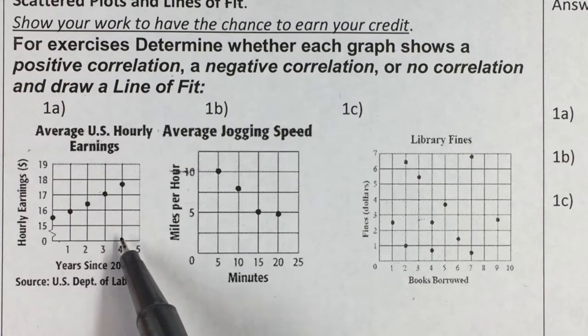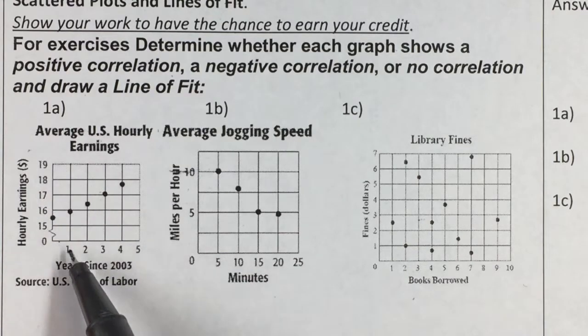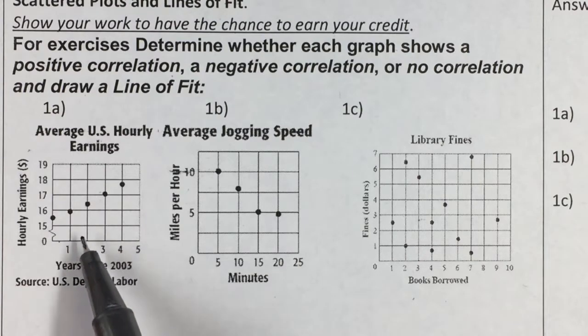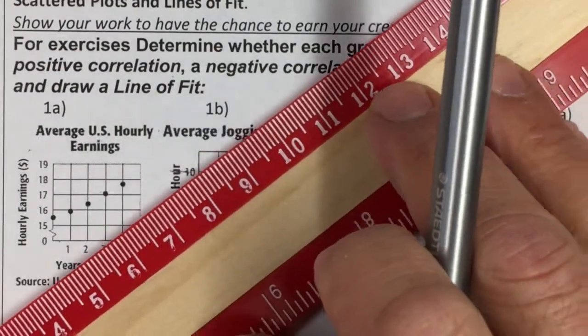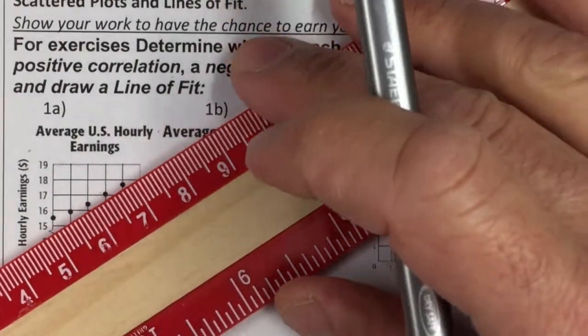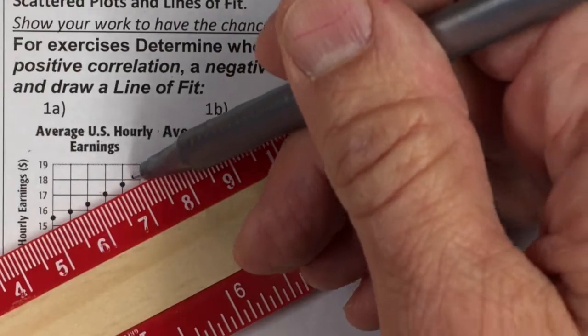when you increase x, the y is increasing. When you increase the years since 2003, 1, 2, 3, 4, 5, then the hourly earnings increase. So this is a positive correlation, and you draw the line of fit, something like this.